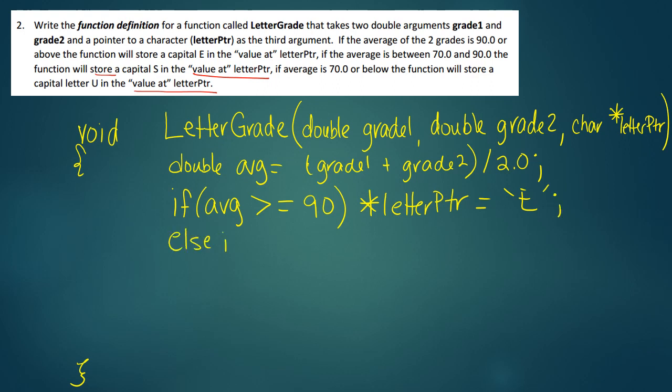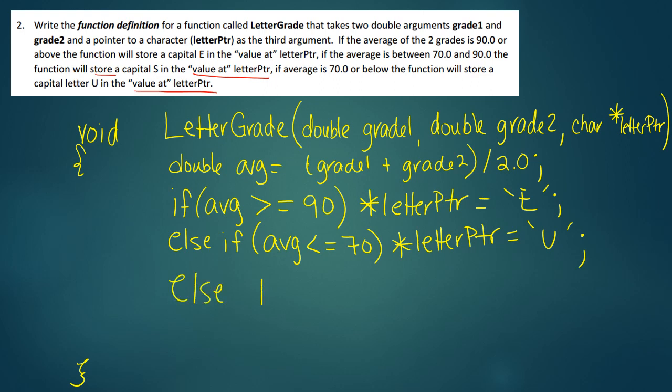else if AVG is less than or equal to 70, then the value at letter pointer equals U, else the value at letter pointer equals S. All right, so that is question number 2.